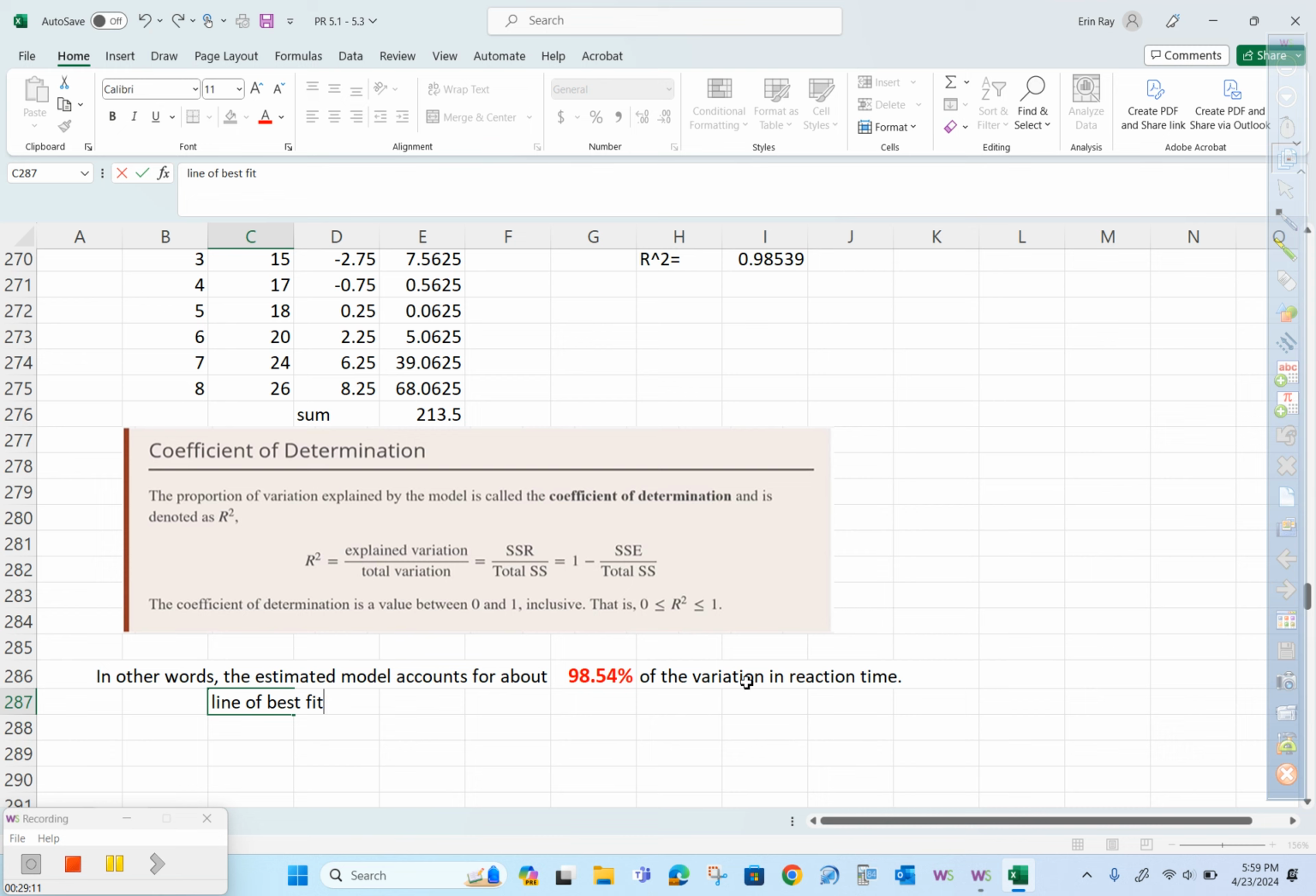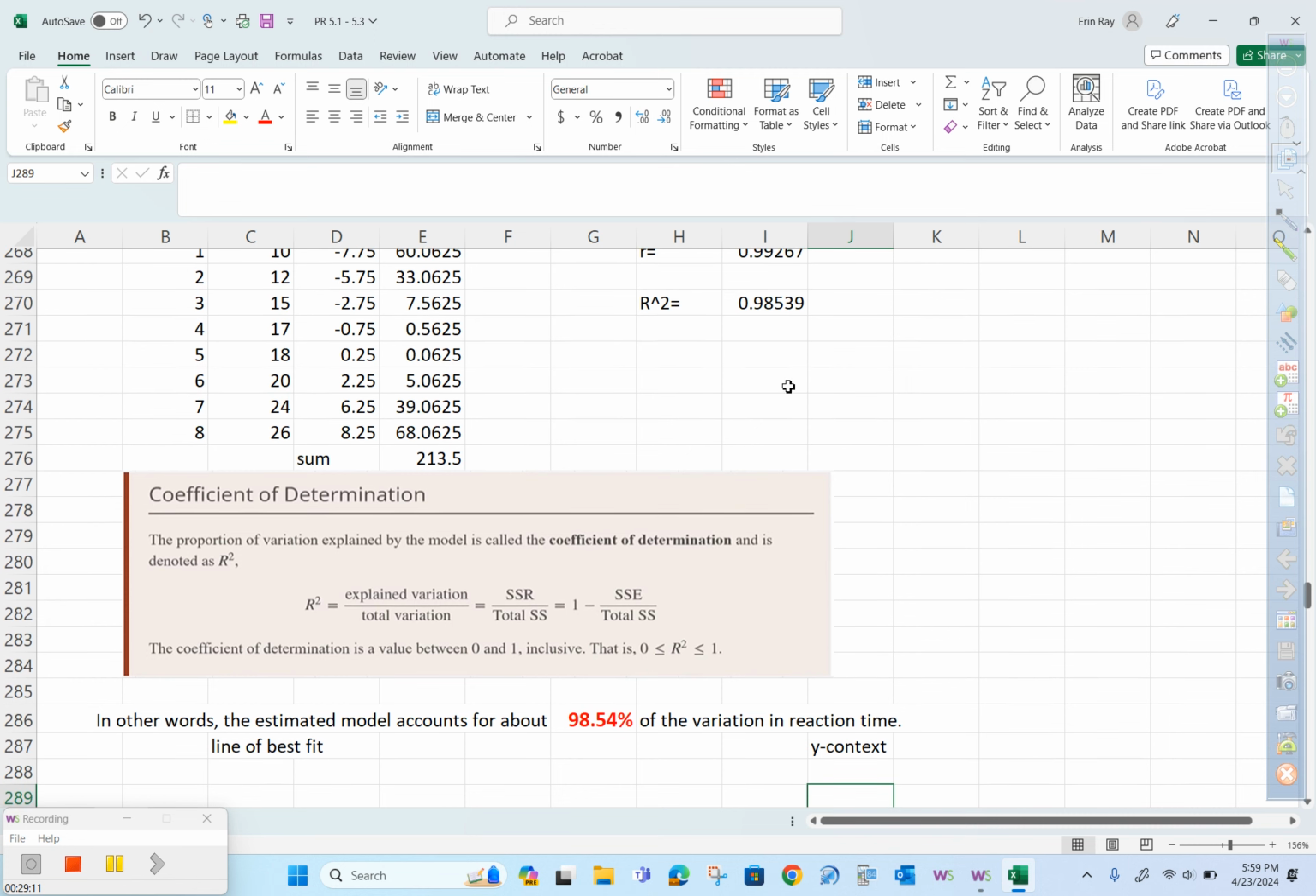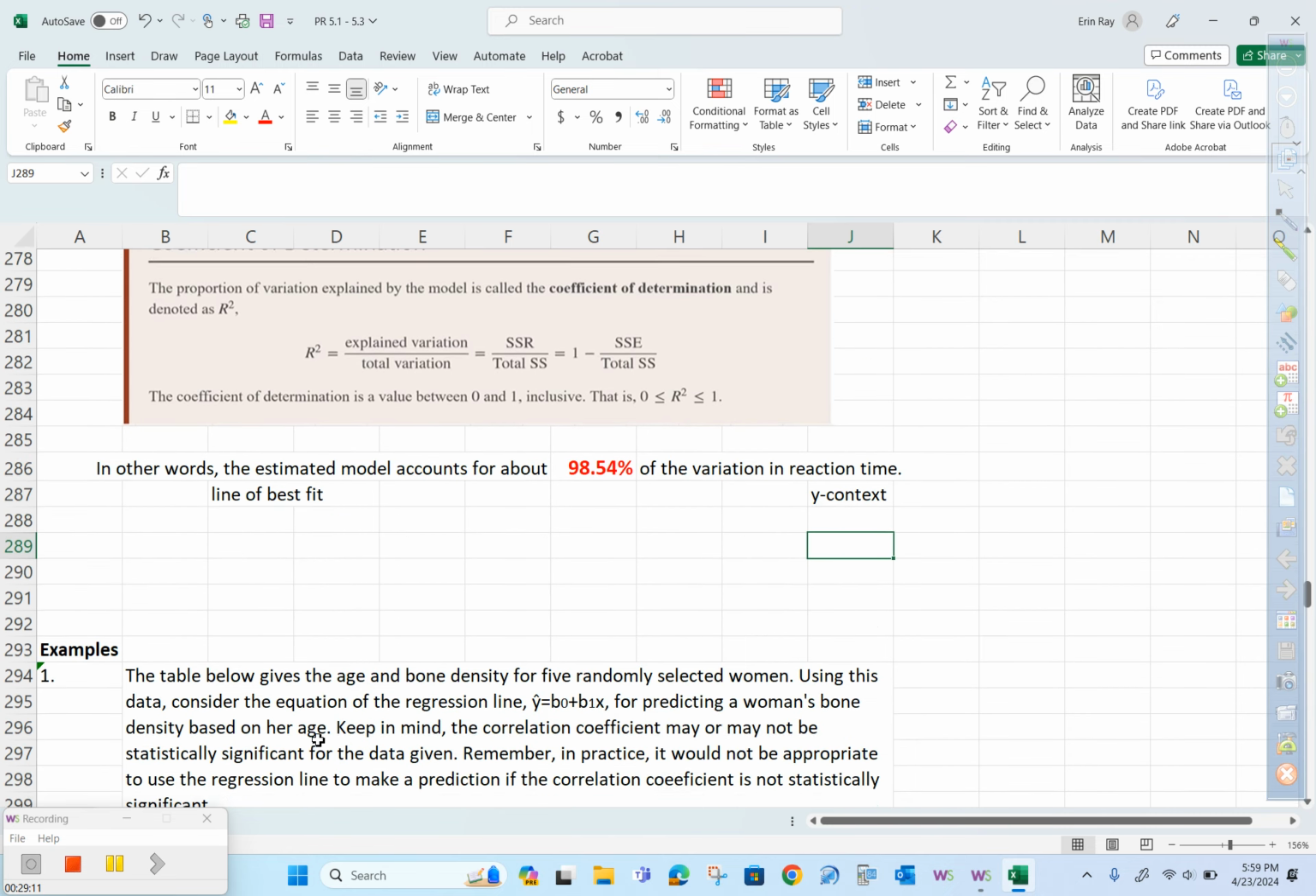And over here, this variation in reaction time for us is going to be whatever the y context is for any situation. So you can always write it in this format just by changing that r squared value to a percent. So not only was this very strong, in fact, 98.5% of our variation in the y values in the reaction time was taken care of by that line of best fit. Okay, almost all of it.